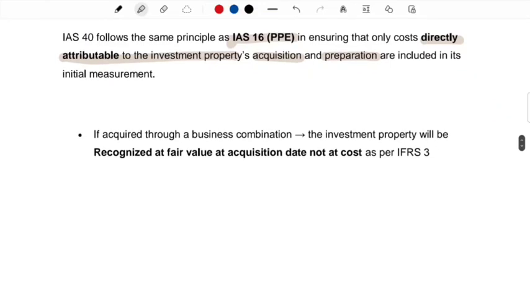If, for example, the investment property is acquired through a business combination, which means when we are talking about group accounting, the investment property that will be acquired in the process has to be recognized at fair value at acquisition date, not at cost, as per IFRS 3. So in a normal situation, you do recognize investment property at cost, but if you're acquiring a subsidiary and while acquiring the assets of the subsidiary, you're also acquiring investment property, then that investment property valuation in your group accounts must be done at the fair value.